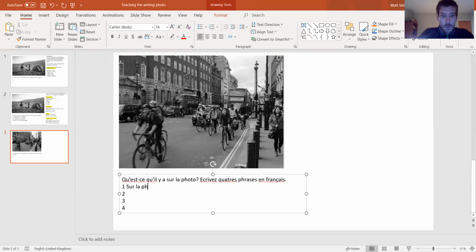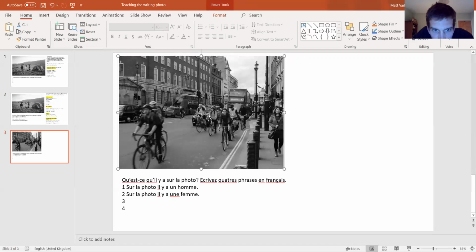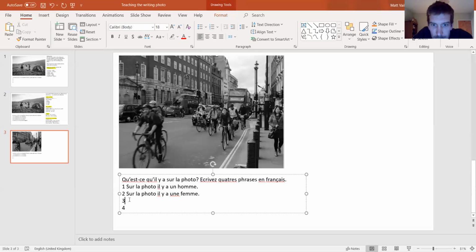Sur la photo, il y a un homme. 2 marks. I'm sure there's some women there. Yeah, there's definitely some women there. Excellent. So you've got sur la photo, il y a une femme. Definitely 2 marks. Now, I can't see any children. Oh, that might be a child, but I don't think I'd like to guess at that. So that might be me kind of exhausting the people.